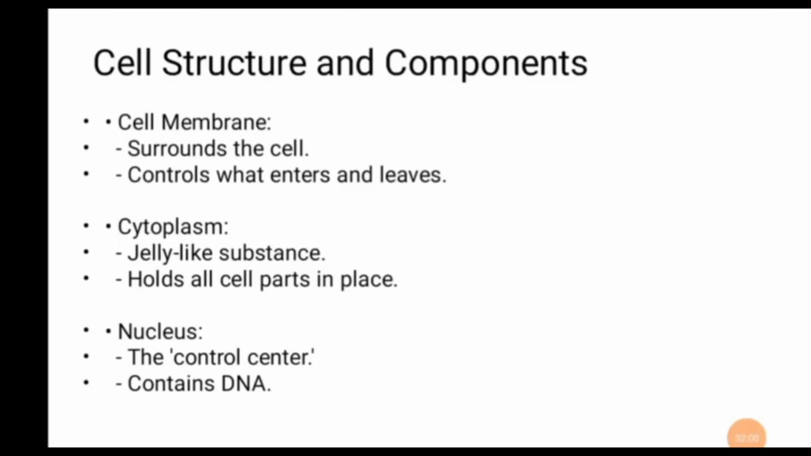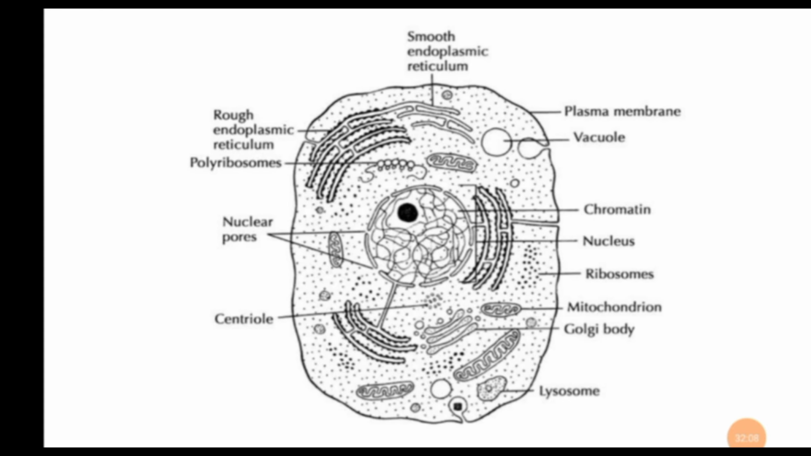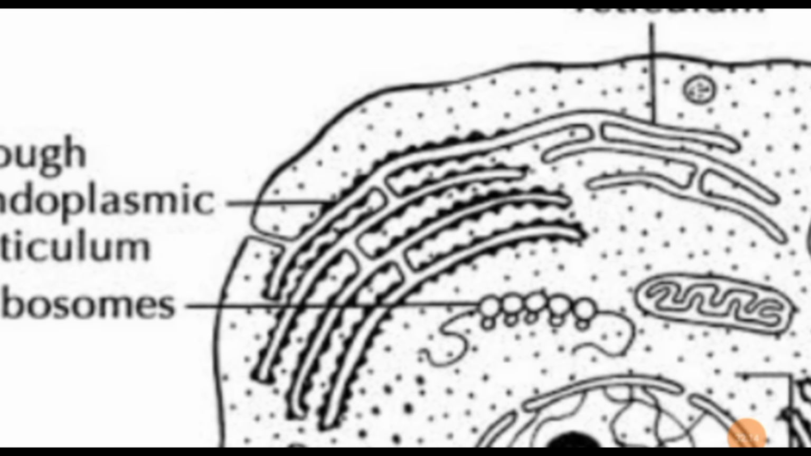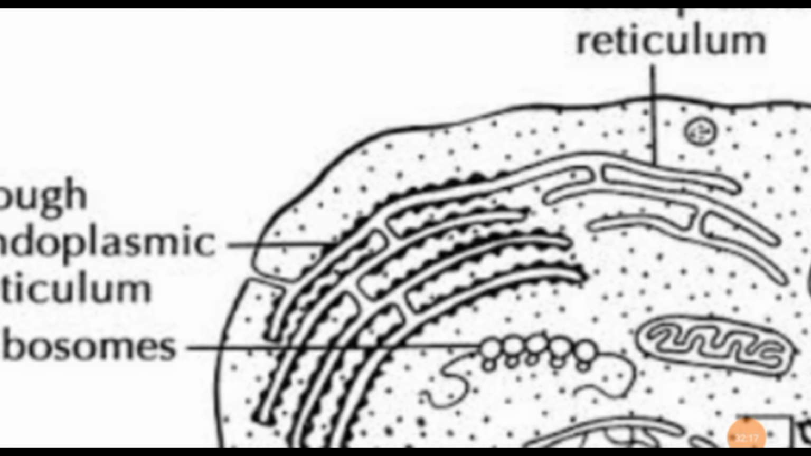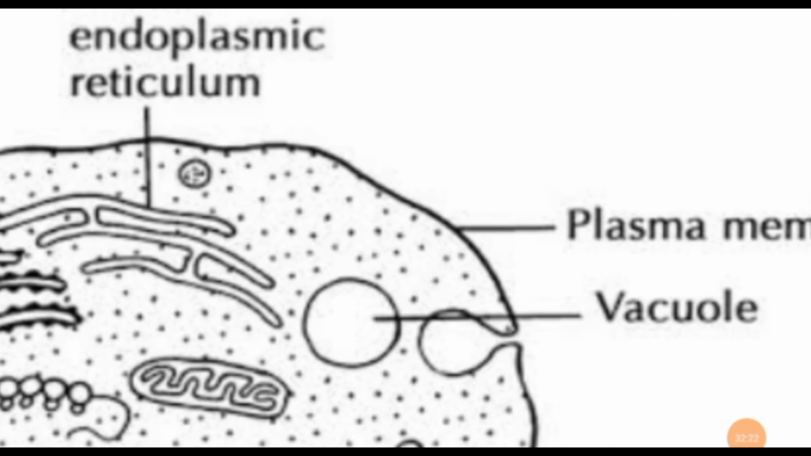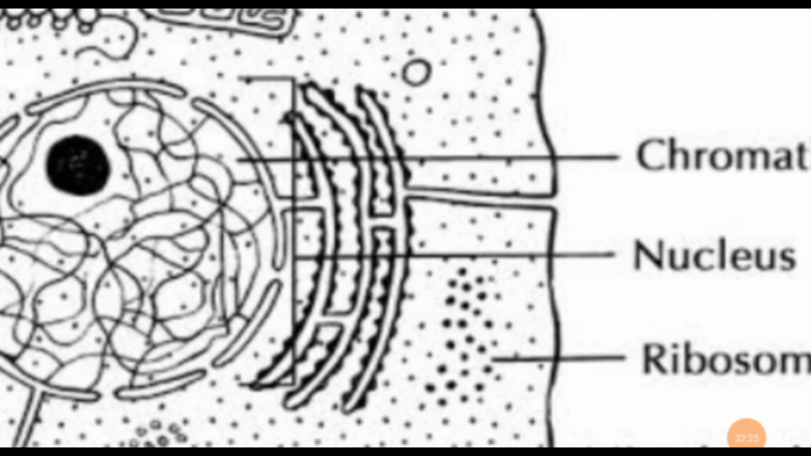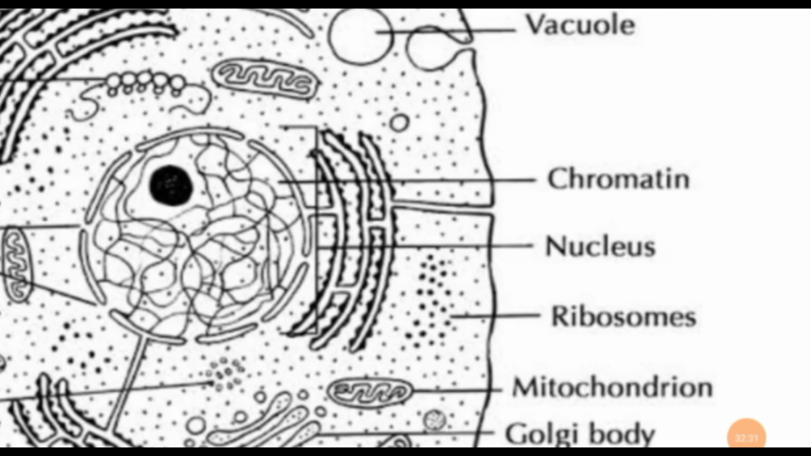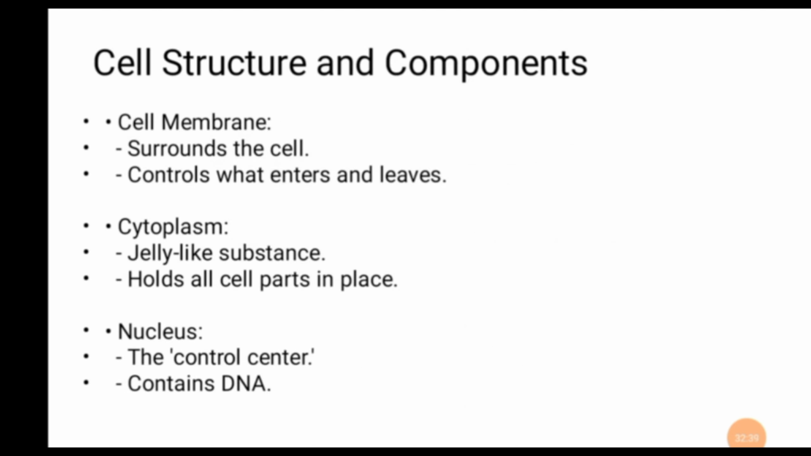So the cytoplasm is a jelly-like substance that holds all cell parts in place. All the things you are seeing here, the rough endoplasmic reticulum, the smooth endoplasmic reticulum, the food vacuoles and every other thing, are being held by the cytoplasm. The cytoplasm is the liquid form that carries all these structures.